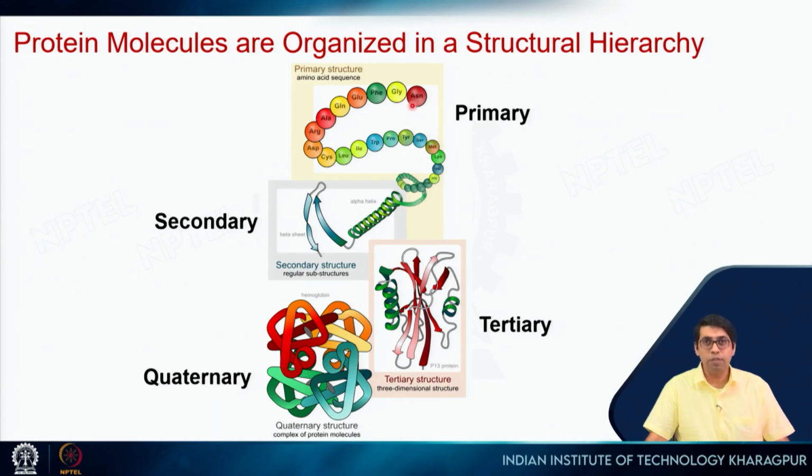Most proteins will have primary, secondary and tertiary structures. Some proteins do not stop here, they can have another higher order organization where multiple polypeptide chains come together and form a quaternary structure. The structure that you see here is the structure of hemoglobin, where 4 polypeptide chains come together to form a quaternary structure.